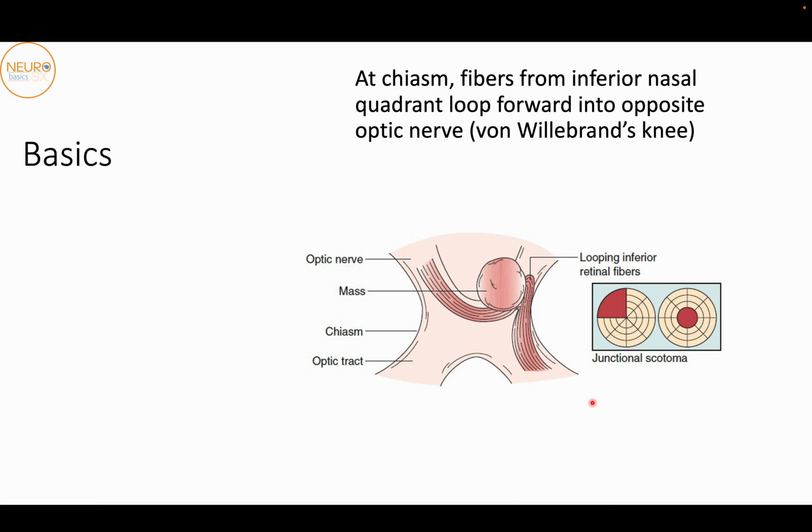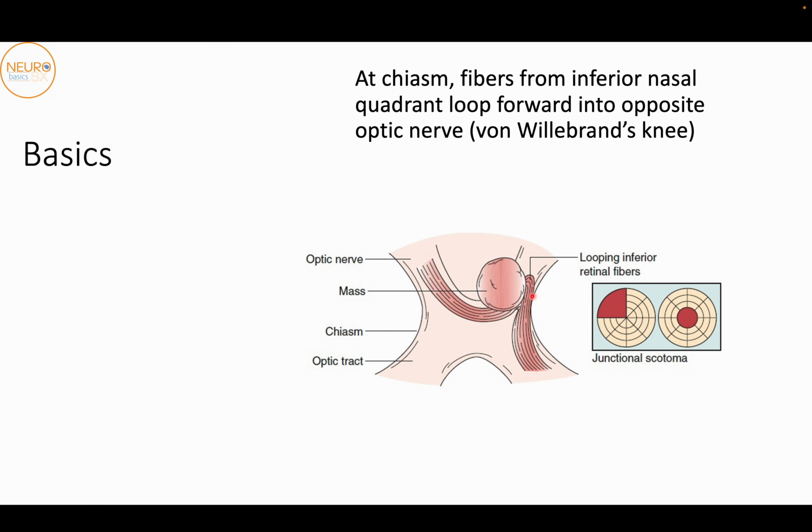Another important thing in this region is that at the level of the chiasm, only your nasal retinal fibers will cross, carrying the temporal visual field. The inferior nasal retinal fibers will actually cross, and then enter the opposite optic nerve before they go back and enter the optic tract. This is called von Willebrand's knee. And that also can be affected in any lesion which might be present in this region.